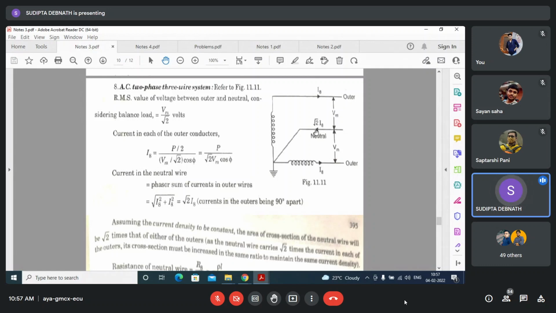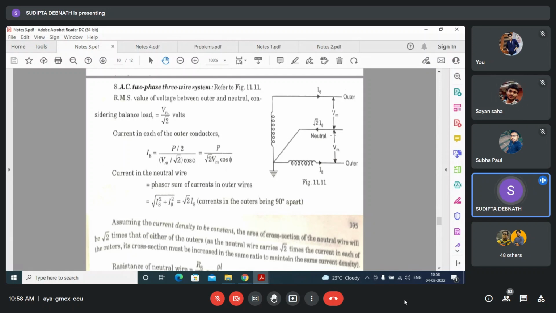So what will be the current through the neutral wire? It is more than the current through the outer wires. So will it be justified if you consider less cross-sectional area? It is not justified. We have to consider more cross-sectional area because more current is flowing. And what will be the cross-sectional area if you consider the same current density? That means if the current becomes x times, the cross-sectional area should also be x times more. So here, if we consider the cross-sectional area to be A, the cross-sectional area of the neutral wire should be root 2 into A, to provide the same current density.